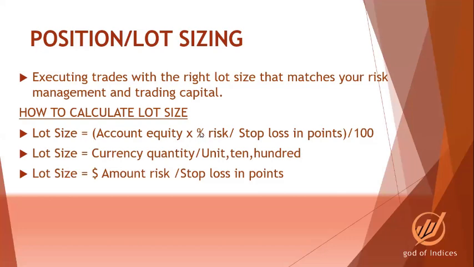If it's 1%, you put 1%. If it's 2%, you put 2%. Or if it's 0.2, you put 0.2. Divide by your stop loss in points. That's your stop loss, right? The stop loss normally is in pips, but you put them in points. I will show you when we get to the chart. Then you divide everything by 100. This will give you exactly your lot size.